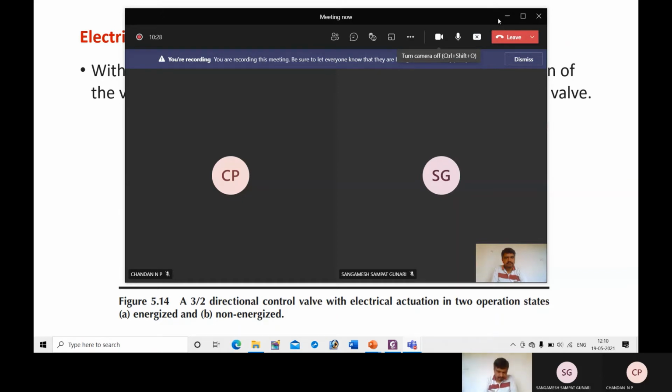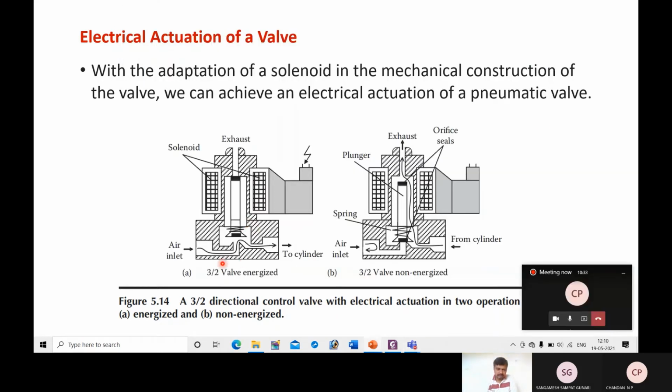there are two types. This is the operation of the valve. If it receives an electric signal, an electromagnetic field will be generated. Because of that, the magnet will pull this plunger, and this plunger will move upwards. In this plunger position, there will be a path for movement of air from the air inlet to the cylinder. This is when there is a magnetic field.